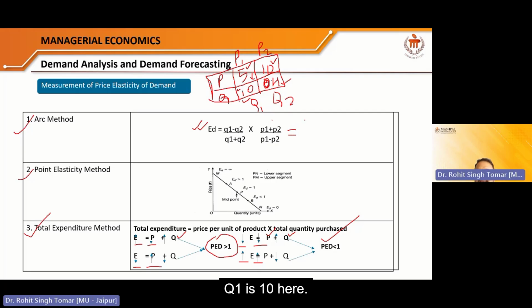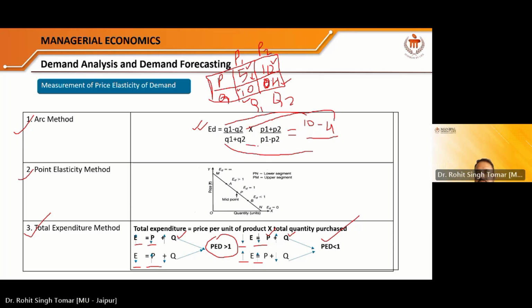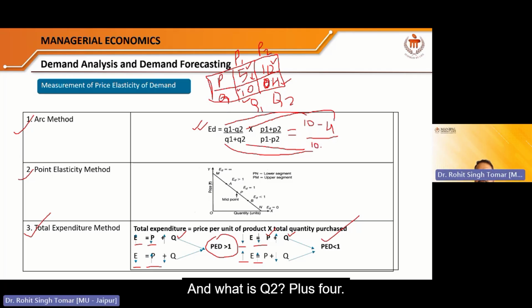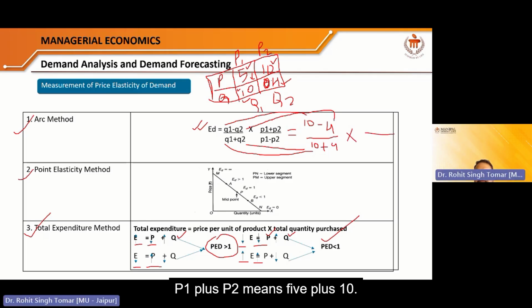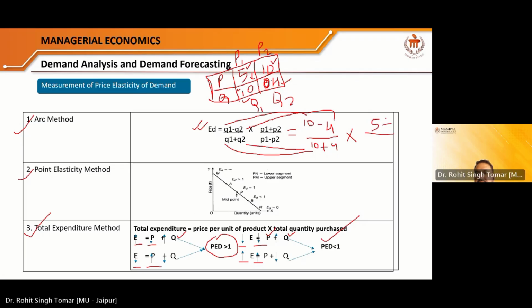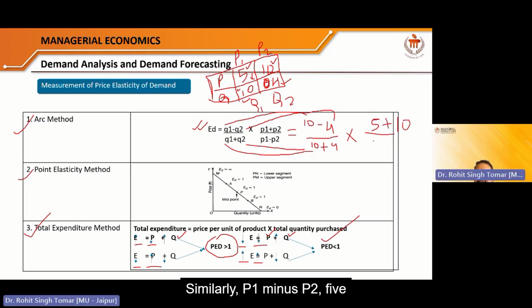What is Q1? Q1 is 10 here. Minus what is Q2? Q2 is 4 here. Divided by Q1 plus Q2. What is Q1 here? Q1 here is 10 again. And what is Q2? Plus 4. Multiplied by the change in price, average of the price, P1 plus P2. P1 plus P2 means 5 plus 10. We will write down 5 plus 10. Similarly, P1 minus P2, 5 minus 10. We will write like this.